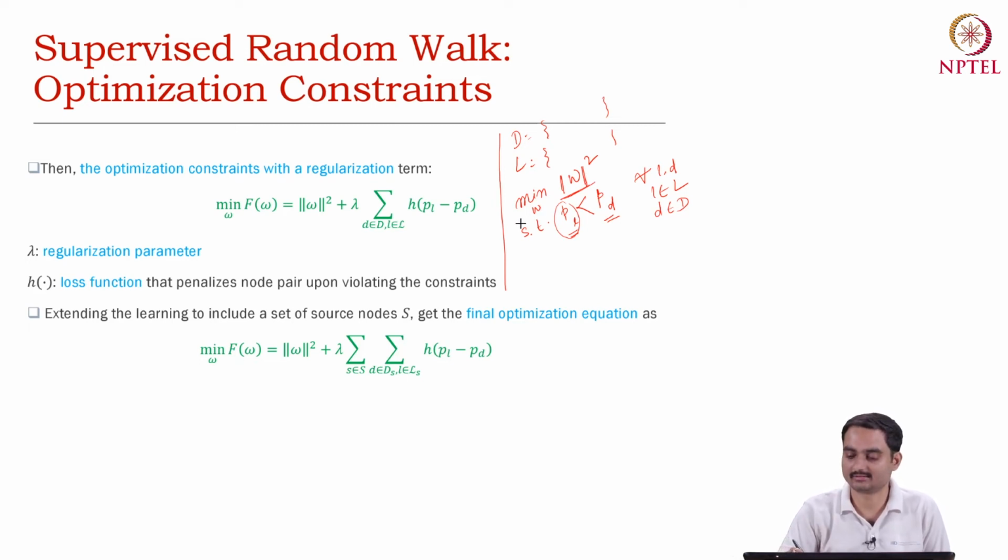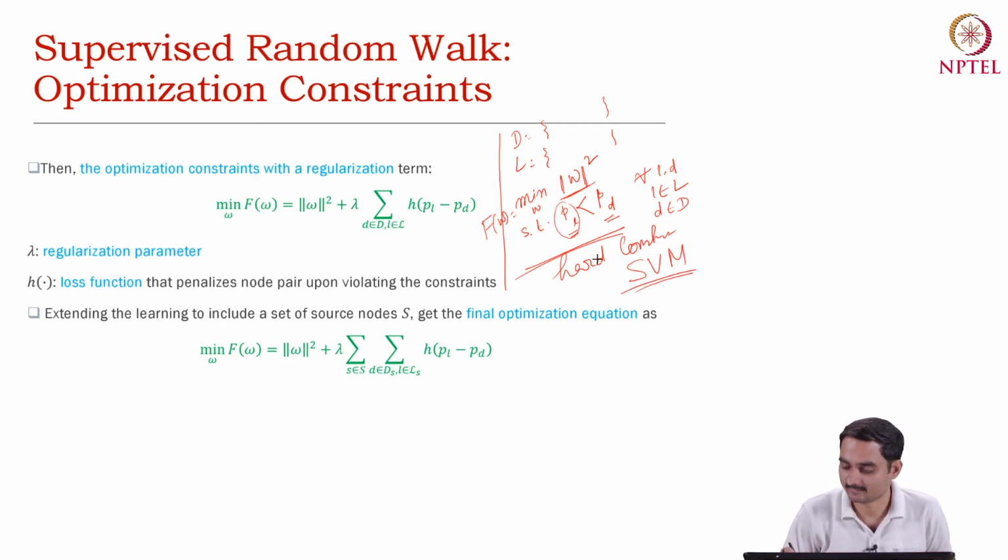So this is the objective function, and let us denote this by F(W), right. But this is actually hard. This is a hard constraint, right. If you know SVM, support vector machine, you will understand what they mean by hard. It is hard because it is very difficult to guarantee that for every pair of L and D, this will be satisfied.